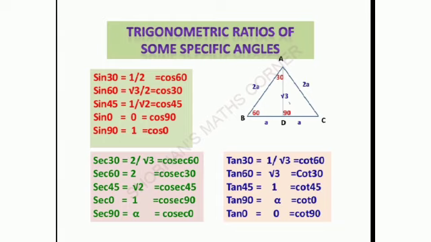Okay, so to understand, only this figure is needed. Once you understand, you can remember the values. In this, most of the values are very simple. Once you understand sin and cos, the remaining will be reciprocals, and tan and cot are sin by cos and cos by sin. So that is very simple.